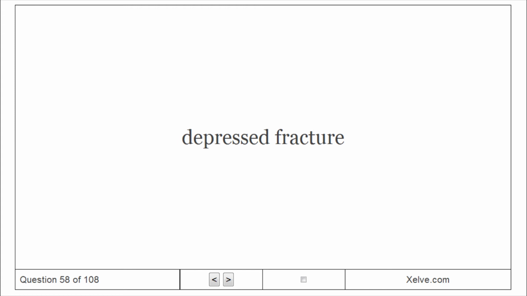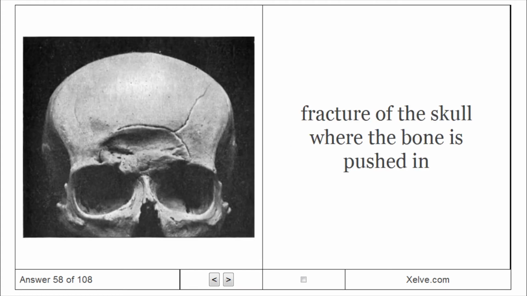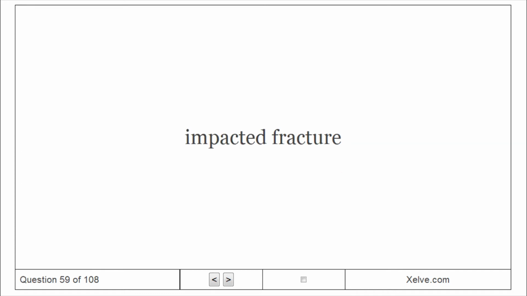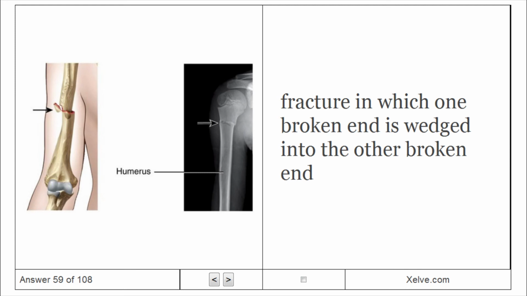Depressed fracture. Fracture of the skull where the bone is pushed in. Impacted fracture. Fracture in which one broken end is wedged into the other broken end.